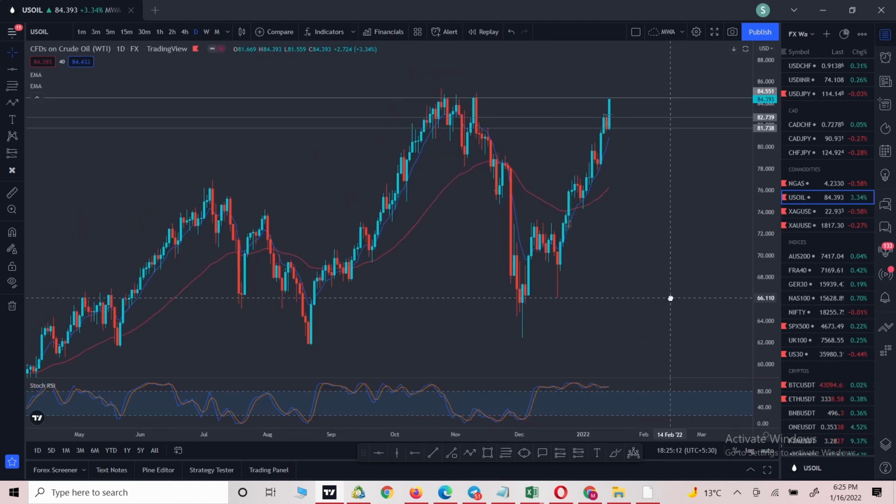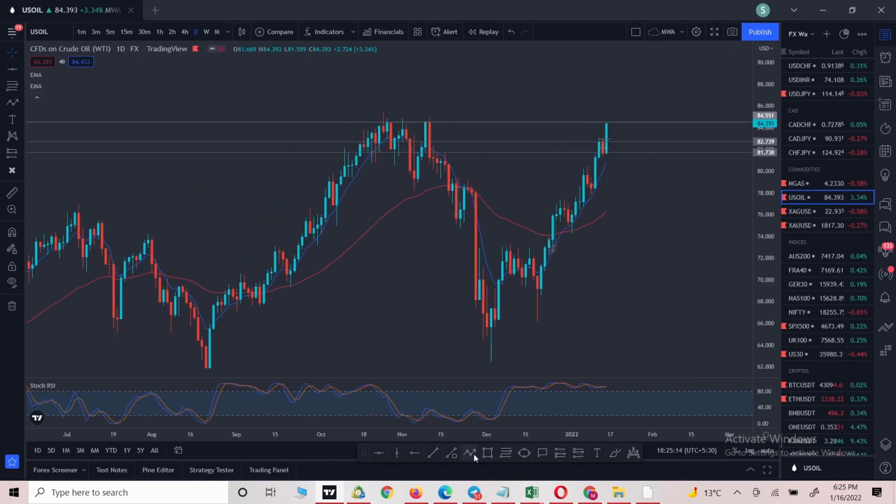Now let's talk about the US oil. US oil, guys, looks very bullish as we are making higher highs and higher lows. So starting from here, we have the low, high, higher low, higher high, higher low, higher high, higher low, higher high, higher low, and right now the price broke and closed above the previous high.